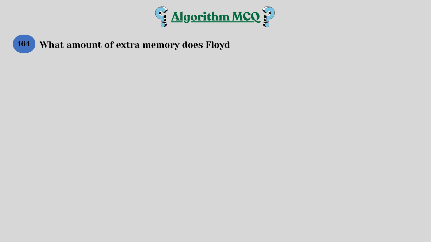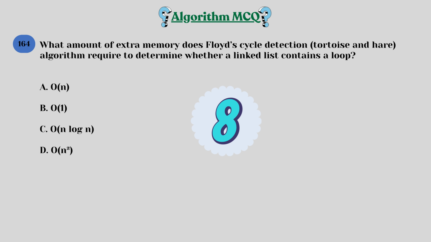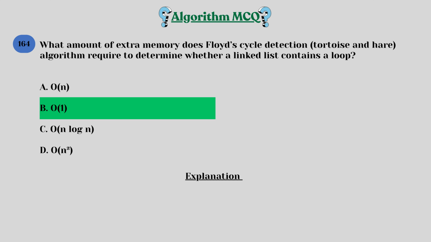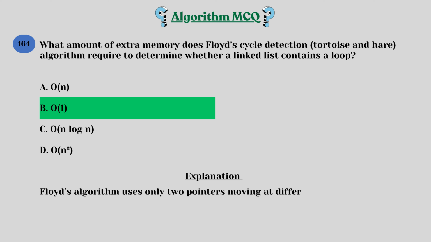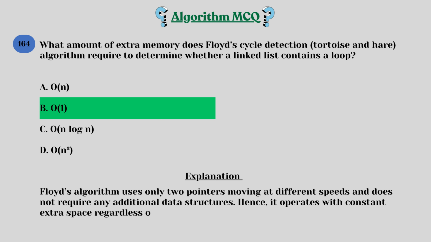What amount of extra memory does Floyd's cycle detection, tortoise and hare, algorithm require to determine whether a linked list contains a loop? Correct answer, O(1). Explanation: Floyd's algorithm uses only two pointers moving at different speeds and does not require any additional data structures. Hence, it operates with constant extra space regardless of the list size.